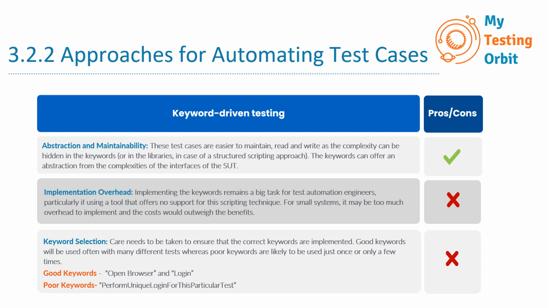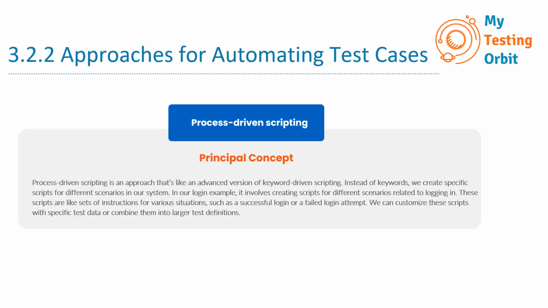And let's have a look at an example of poor keywords. So there can be a keyword like perform unique login for this particular test. It might only be applicable to one specific test case, making it less valuable in the long run. Okay, so now we are done with keyword-driven testing and let's move on to process-driven scripting.